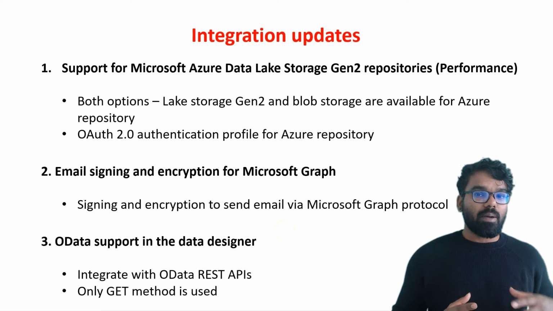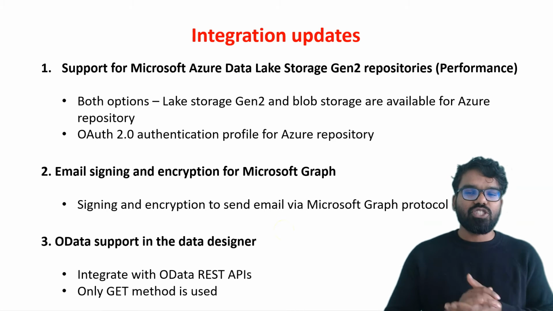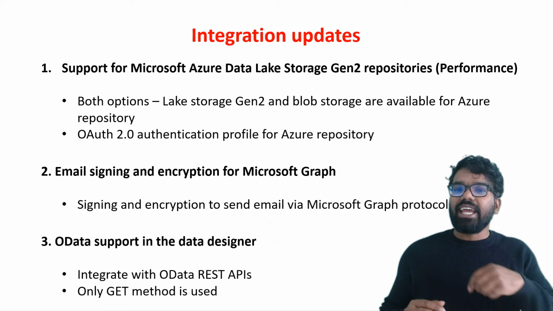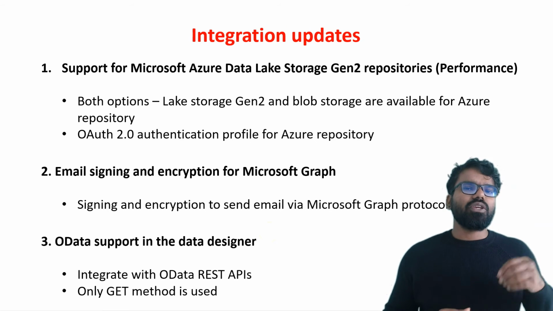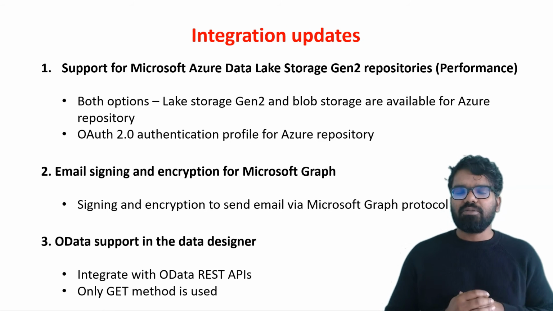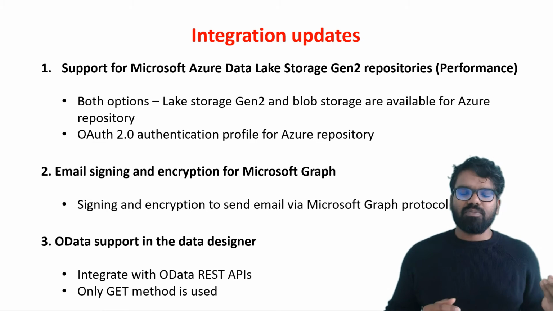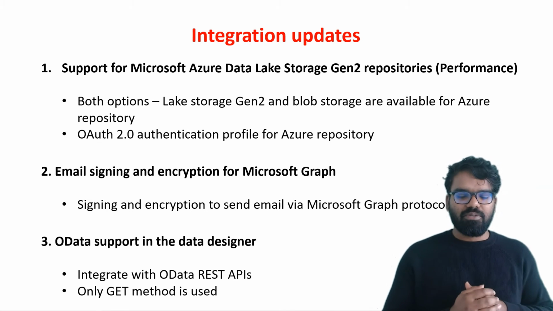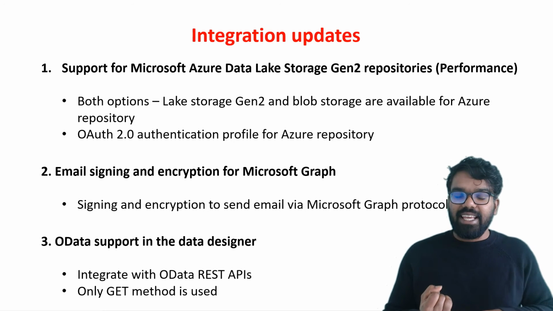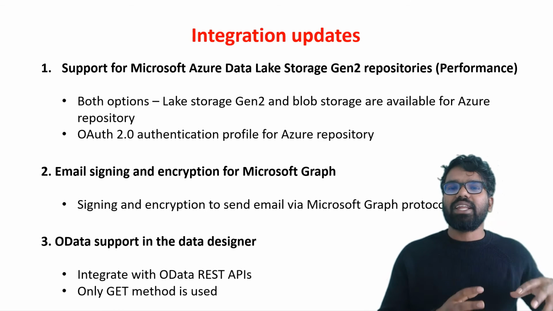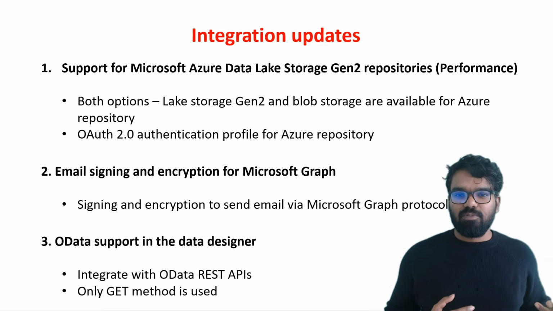And the next is about the Microsoft Graph protocol, which you can use for the Microsoft email accounts. This was introduced in 8.4 so that we don't use the SMTP protocol. Instead, we use the Microsoft Graph protocol. And now with 8.8, you also get some additional security features. You get the email signing as well as the encryption that you can configure when you want to send out an email from the Microsoft Graph protocol.